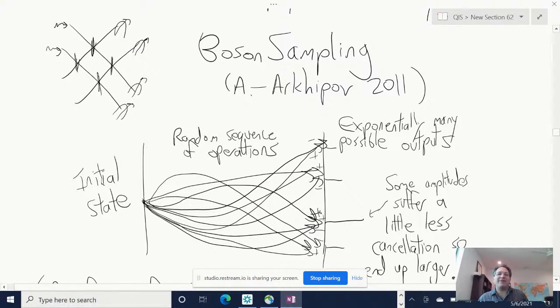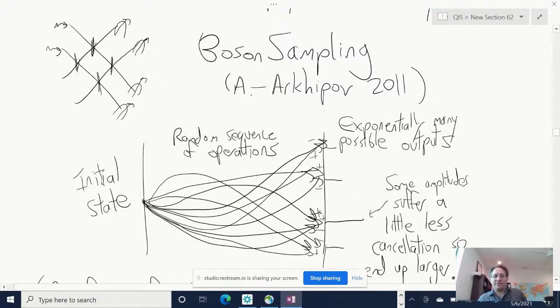And now there is an exponential number of possible outputs. So you could see 3 photons here, 0 photons here, 5 photons there, or you could see 2 there, 1 here, and so forth. So there's a combinatorial explosion of possible output states. You'll probably never see the same output twice, no matter how often you run your experiment. But not all of the outputs are equally likely. And this is really the crucial point.